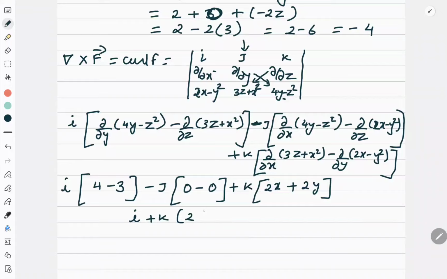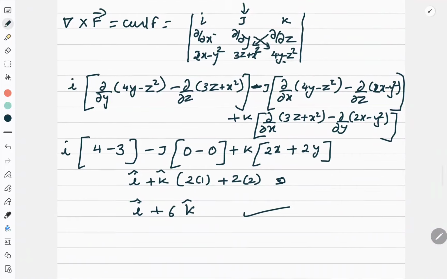So I have i plus k times (2x plus 2y). What is the value of x? I am supposed to find it at (1, 2, 3). So x is 1, plus 2 times y, what is y? 2. So I get i plus 2 twos are 4, 5, 6, 6k. Right? So my curl is i plus 6k. This is my answer. As I told you, you have to put a cap, since you have to write it as a unit vector. So the answer is i plus 6k. This is how you have to find the divergence and curl.